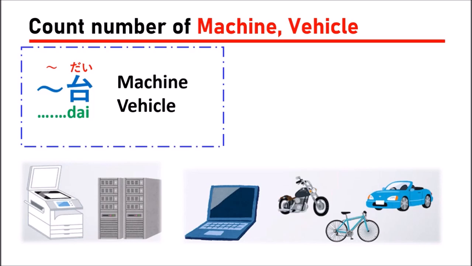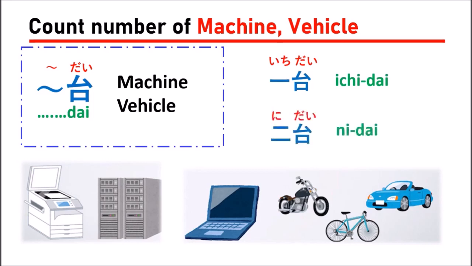Let's see some example of counting. 1台, 2台. If you say in Japanese 1台 with a car, that means one car. 1台. If you use with a motorbike, it means one motorbike. 2台. If used with a computer, it means two computers, something like this.